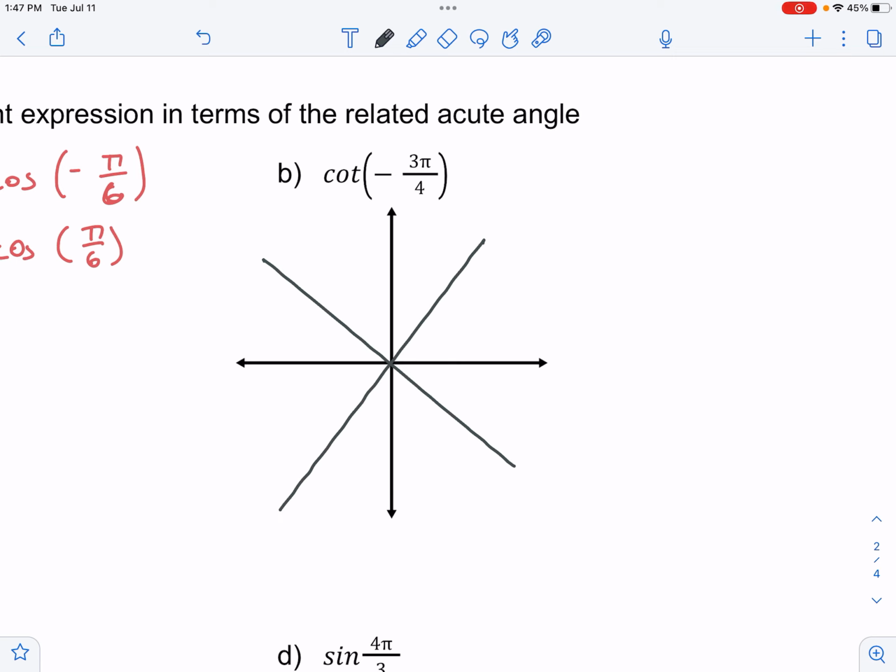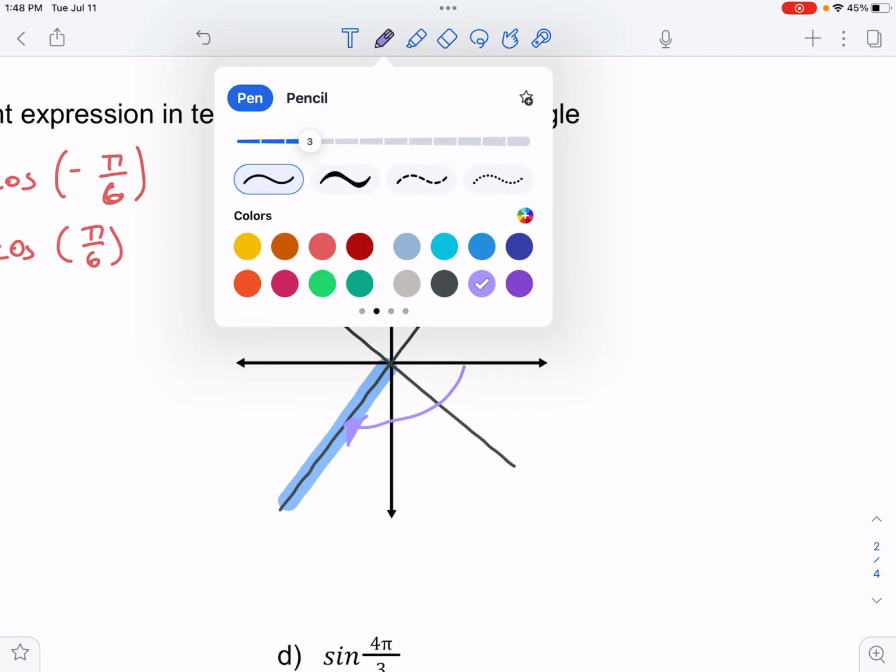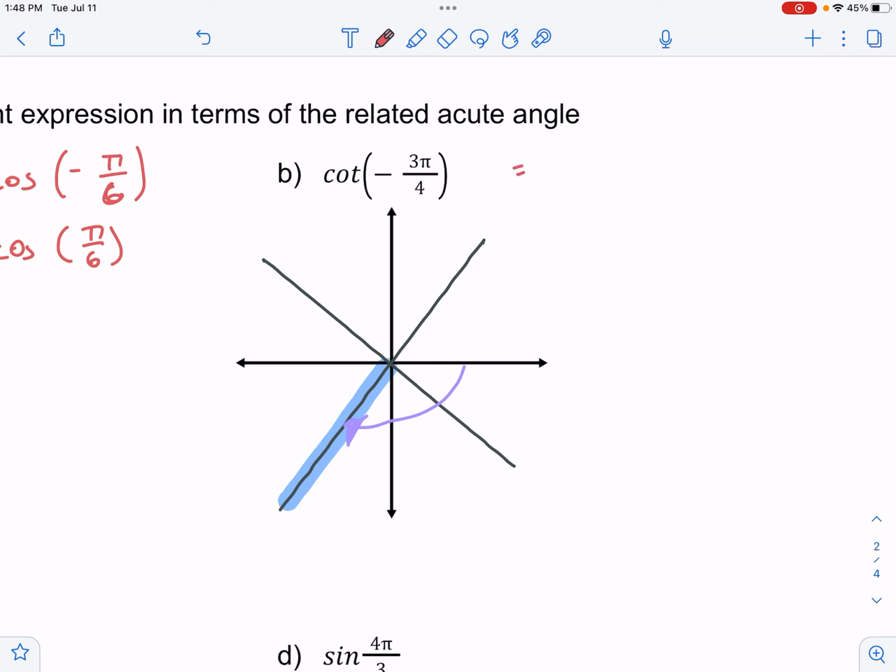Awesome. And now I'm going to go backwards by 3. 1, 2, 3. And highlight my terminal arm. Okay, what's another option for what this could be? We've got a couple. This would be the same thing as if I were to go forwards by 1, 2, 3, 4, 5 instead. Or alternatively, where are we in terms of a related acute angle?